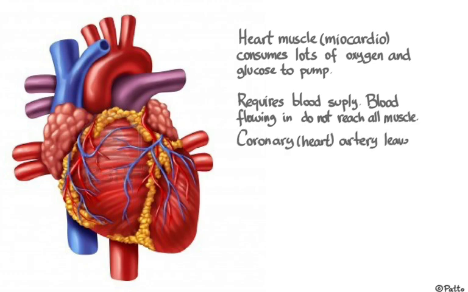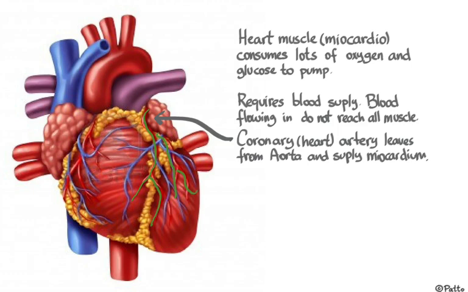So the coronary, the artery of the heart, leaves the aorta and supplies the heart muscle. Here we have the coronary arteries going all over the place. There's another one over here. This here is a coronary artery. This is going to be irrigating the heart with oxygen and glucose.